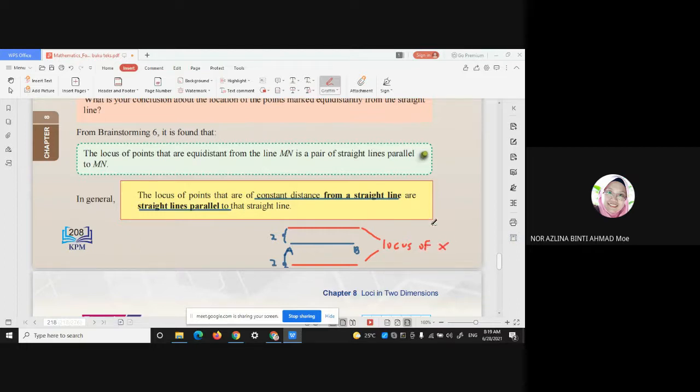Just now you learned the locus from a fixed point. The locus from a fixed point O will form a circle.